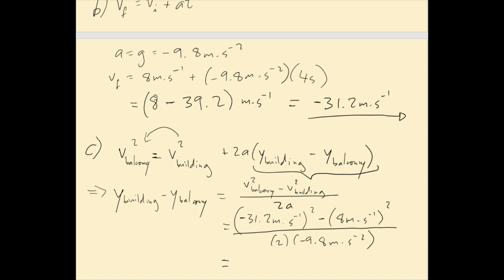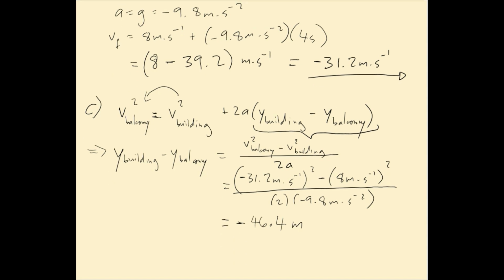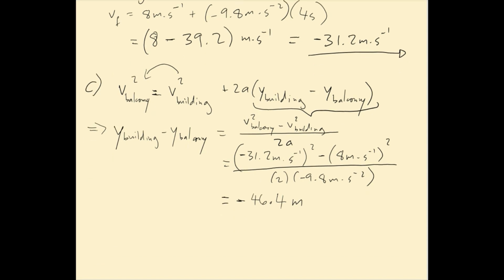Now we must just be careful because we're going to get negative. So this is positive, this is positive, but it's divided by a negative number, so we're going to get negative 46.4 meters. Now what this means is that the balcony is 46.4 meters below the top of the building.